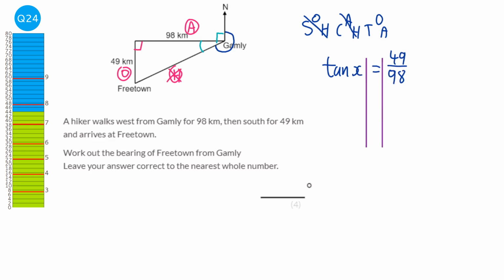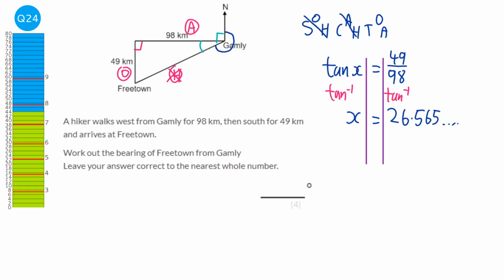Get our lines in. And we're going to do the inverse tan to both sides. So we get x equals inverse tan, which is 26.565, and so on. Okay, so we know that the whole of the way around up until this point is 270 because we've got this 90 degrees left.